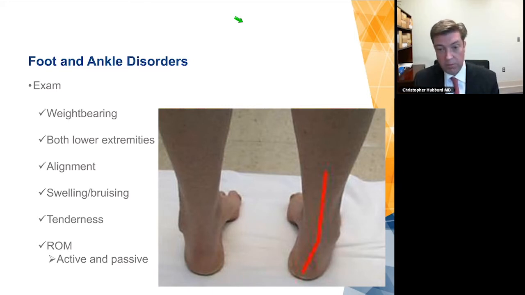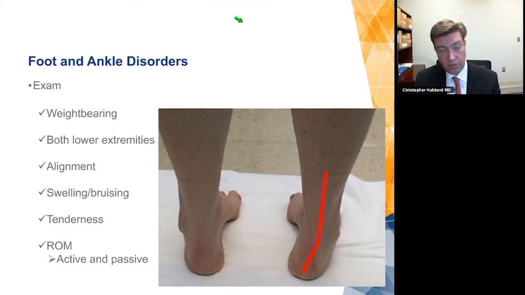We're looking for alignment in terms of the foot and the ankle. It can be easier to see an area of swelling or bruising, specifically one side versus the other. In this case, this patient has what we call a cavus foot, a high arched foot, really on both sides. In terms of exam, we want to measure their range of motion.